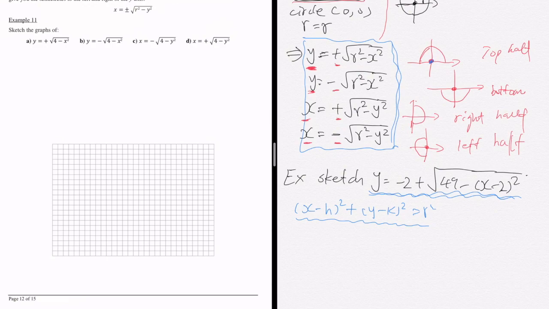Here, I can put negative 2 on the right hand side, which gives me y plus 2 equals the square root of 49 minus (x minus 2) squared. Then I'm going to square both sides because I don't want the square root; squaring cancels out the square root. So on my left hand side, (y plus 2) squared equals, on the right hand side, the square cancels out the square root, so I have 49 take away (x minus 2) squared.